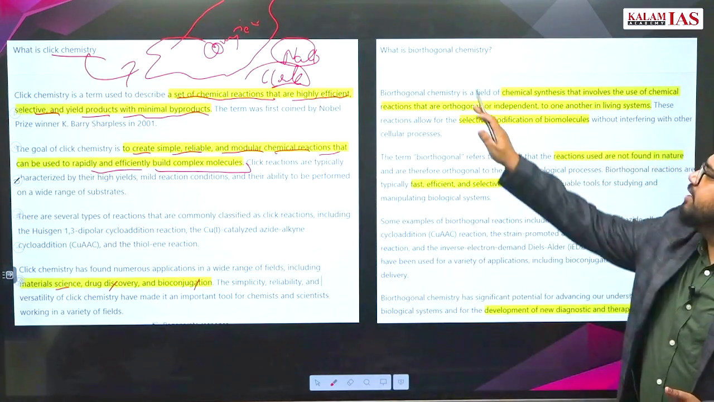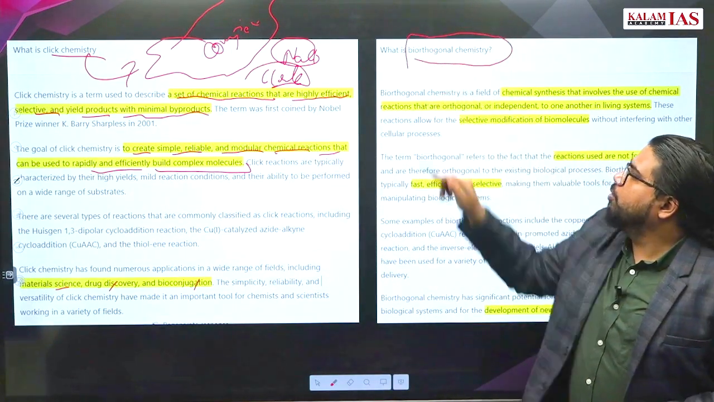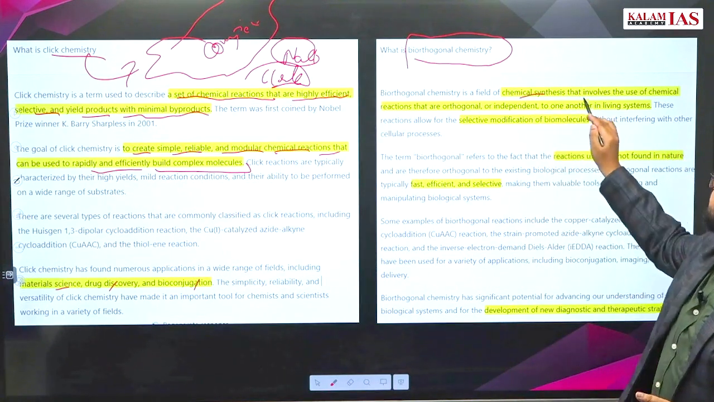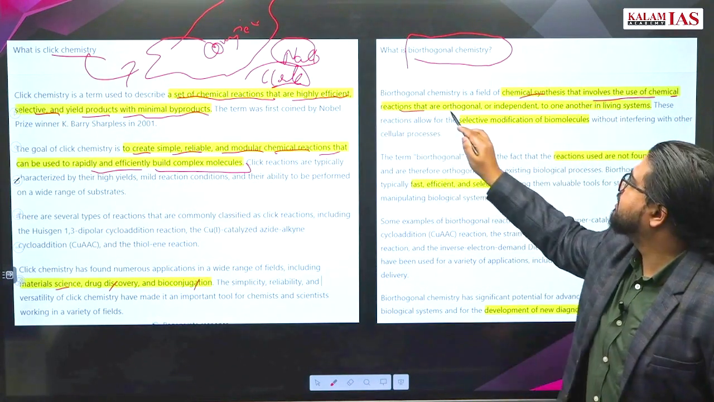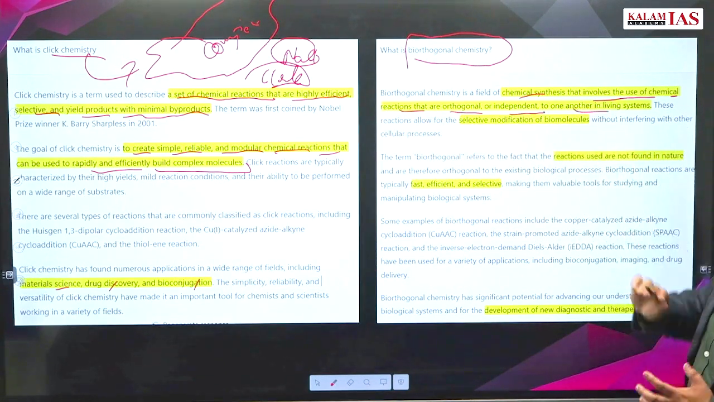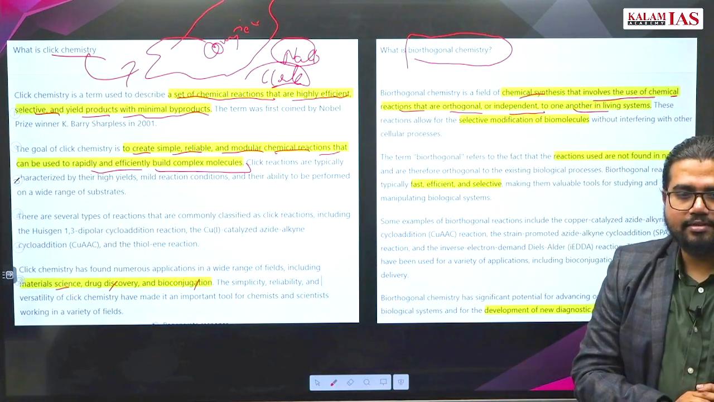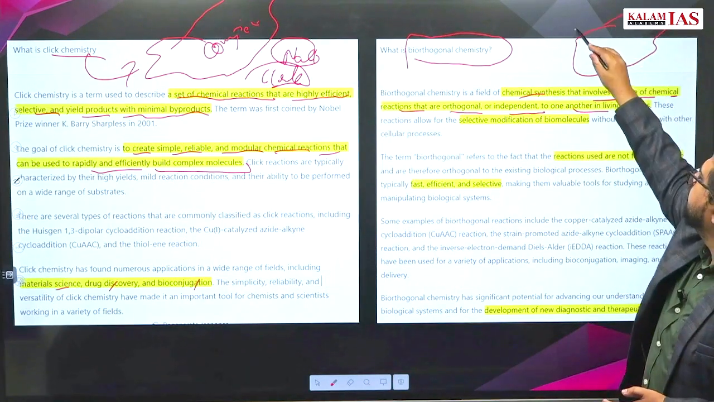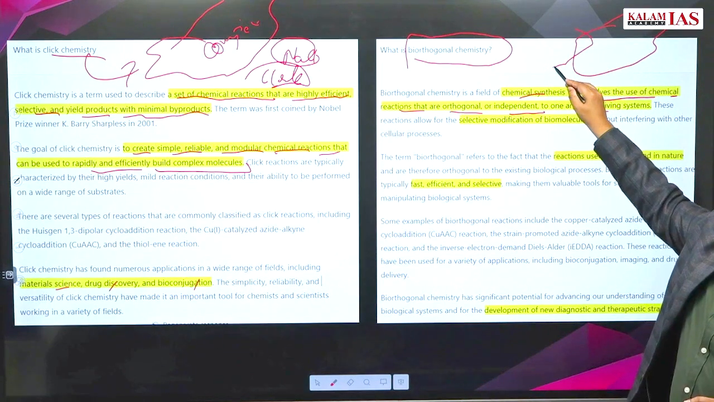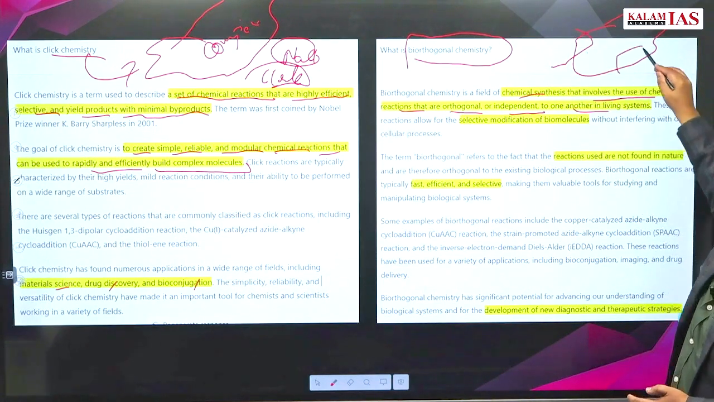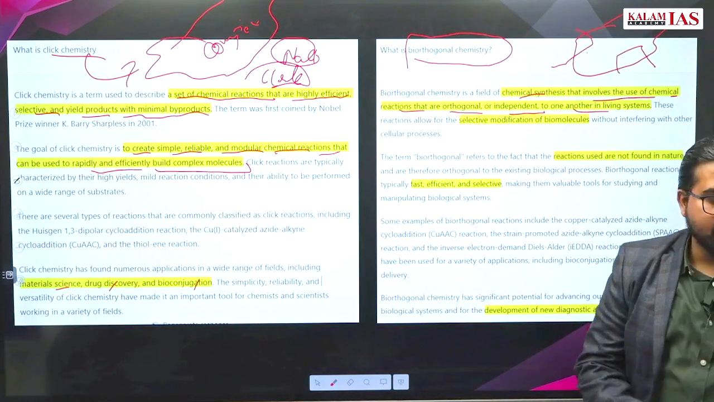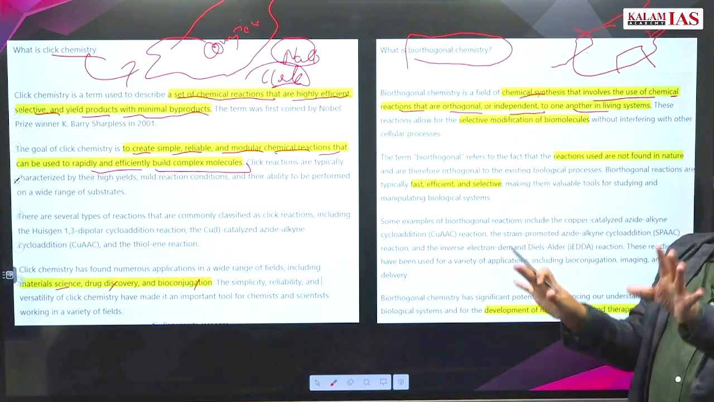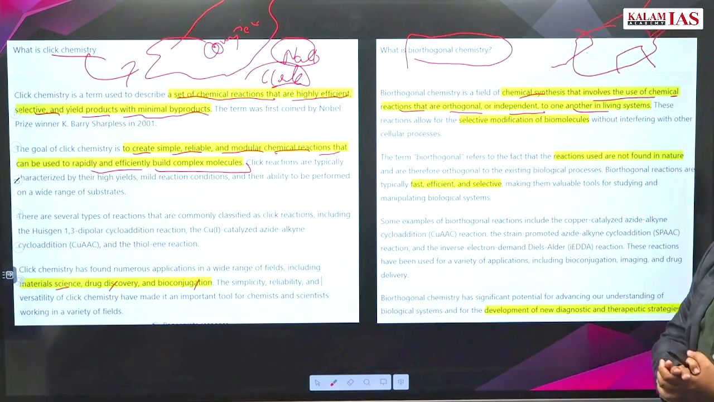Come to another very related topic, bioorthogonal chemistry. Here also, chemical synthesis involves the use of chemical reactions that are orthogonal, or independent, to one another. What does that mean? Suppose a very big drug is to be made. We make one reaction for one part of the drug, a totally independent reaction to build another part, and another totally independent reaction to build another part. After that, all of this is combined together to form the whole drug structure.